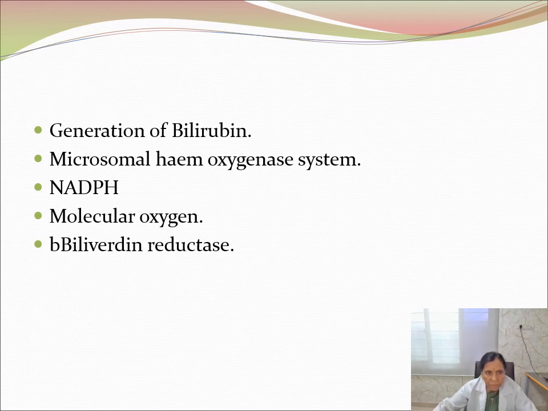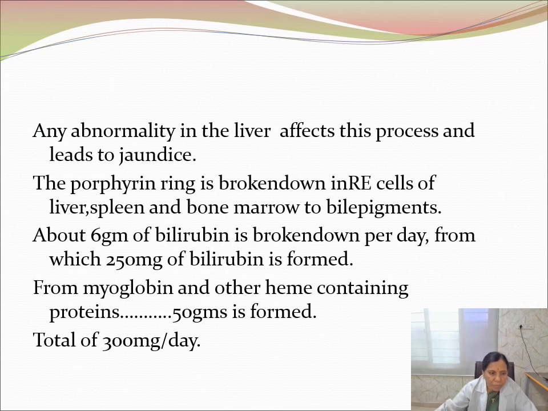Overall, for the generation of bilirubin, the microsomal heme oxygenase system, NADPH, molecular oxygen, and biliverdin reductase take part. Any abnormality in the liver affects this process and leads to jaundice. The porphyrin ring is broken down in the reticuloendothelial cells of liver, spleen, and bone marrow to bile pigments. These bile pigments are biliverdin and bilirubin.